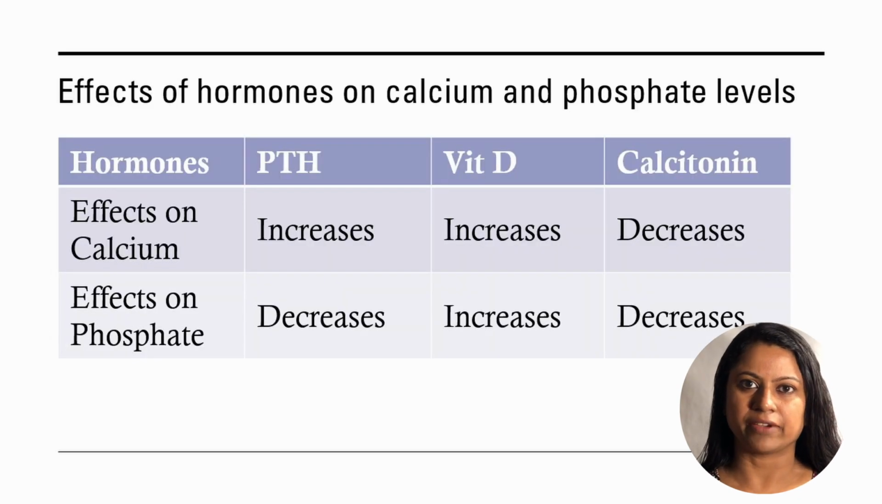Let's summarize the effects of hormones on the levels of calcium and phosphate. Vitamin D increases the serum levels of both calcium and phosphate. PTH increases the level of calcium while it decreases the level of phosphate. On the other hand, calcitonin decreases the levels of both calcium and phosphate.